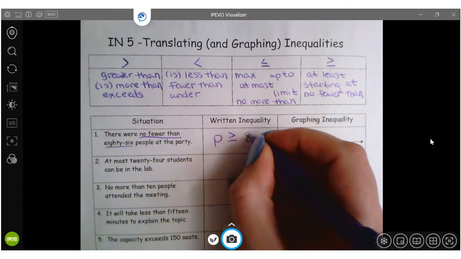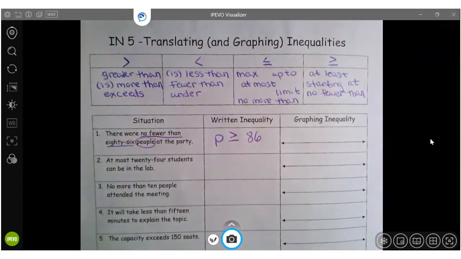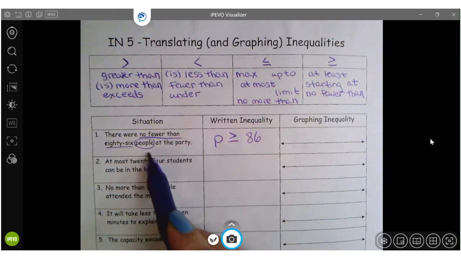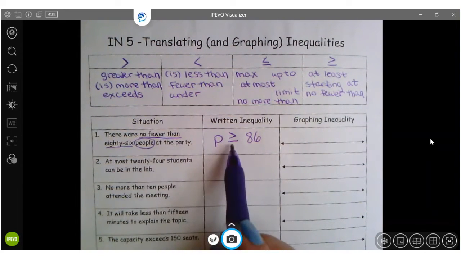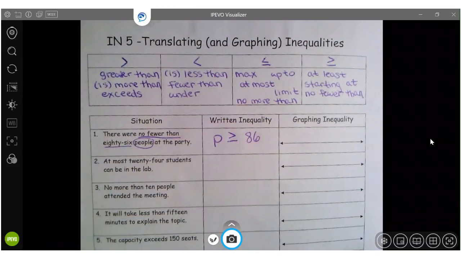So I'm comparing that to 86, and you can circle whatever your variable is, and that way you know what that P represents. The P represents people. The number of people is greater than or equal to 86. No fewer than 86. 86 or more, at least.